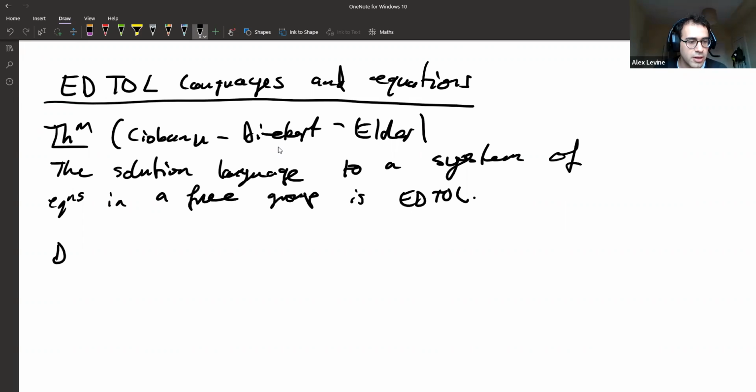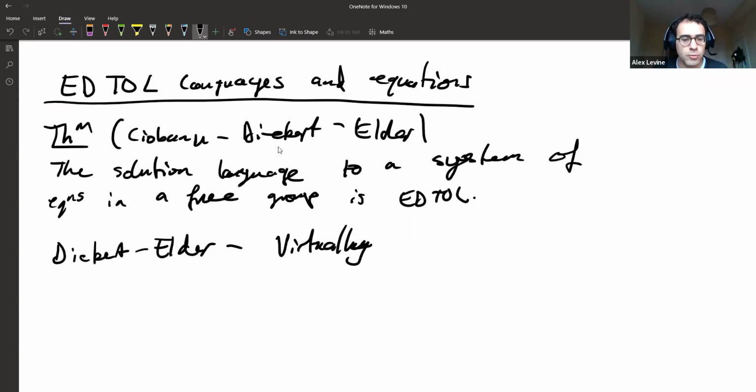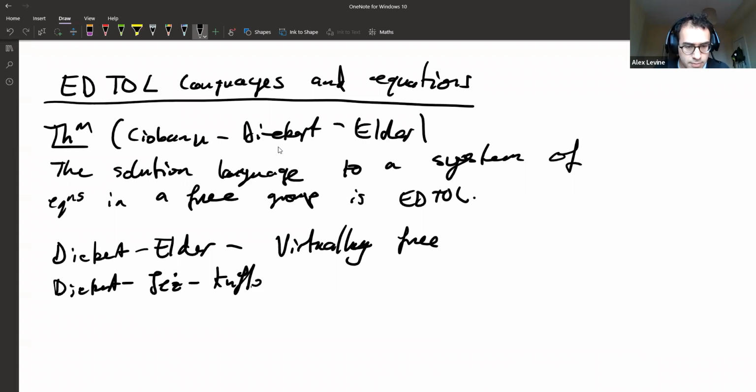So I'm not going to give these in the right order, because some of them were published more than once, just to make our lives difficult. But Diekert and Elder extended this to virtually free groups. So they showed that with respect to a sensible normal form, equations in virtually free groups, or systems of equations, are ED2L. Diekert, Yesh, and Kofleitner did the same for right-angled Artin groups.